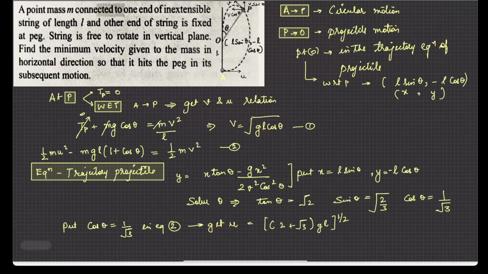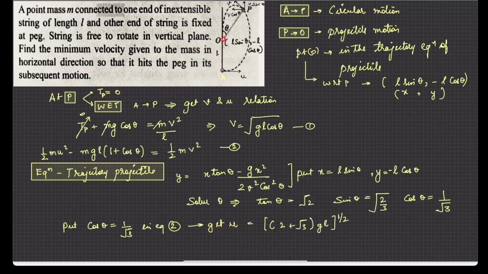So next we'll do the next question. A point mass m is connected to one end of an inextensible string of length L, and the other end of the string is fixed at a peg. The string is free to rotate in the vertical circle. Find out the minimum velocity given to the mass m in the horizontal, so that it hits the peg in the subsequent motion.